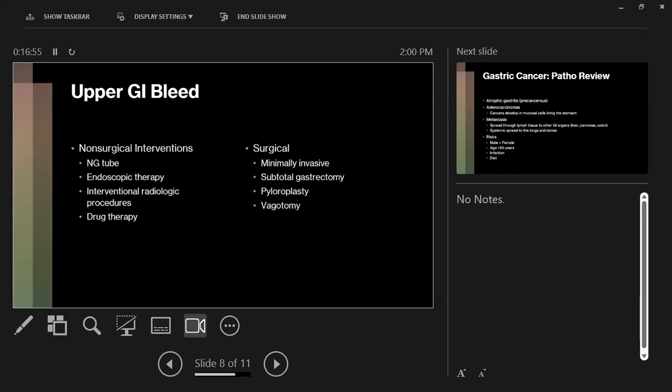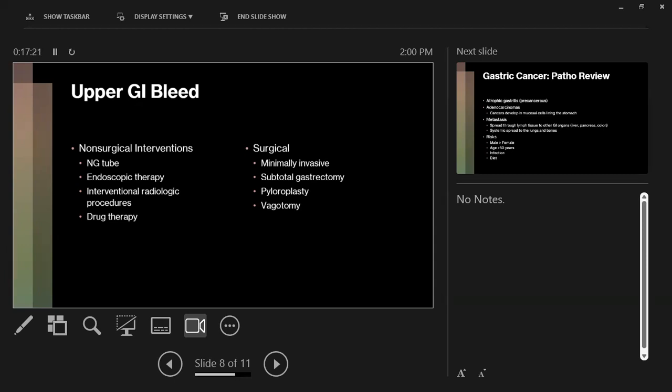Non-surgical interventions, NG tube placement is used for multiple different reasons. It can be put in for assessment of the presence of blood and the rate of bleeding into the stomach. It also helps to empty blood from the stomach to prevent dilation of the stomach. Not used as often anymore, but they used to do lavage through the NG tube, or rinsing of the stomach, to assess for active bleeding.